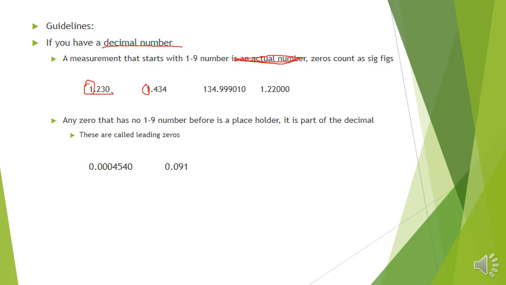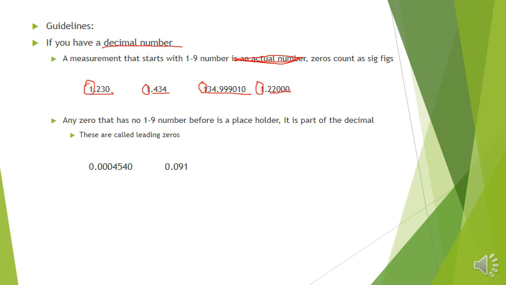This starts with 1, so all the numbers count here. This is a 1 number, so that means all these numbers count, even this 0 at the end. And this number starts with a 1, so all these numbers count, even these 3 zeros. So this would have 1, 2, 3, 4, 5, 6 sig figs.